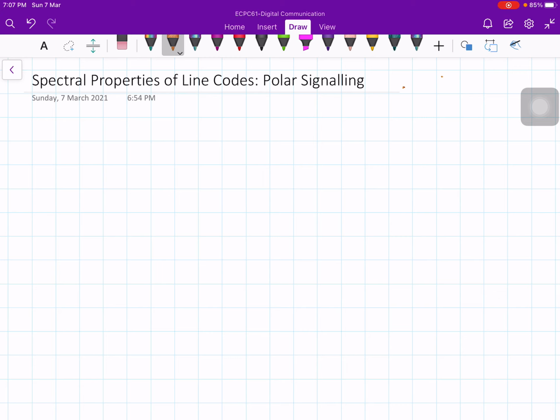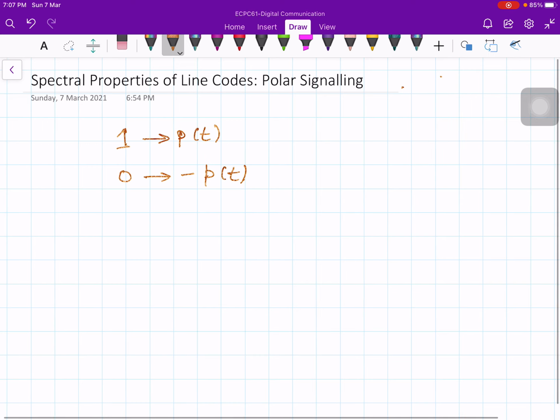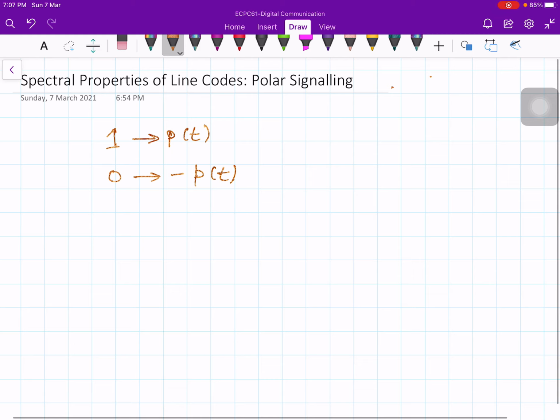In this lecture, let us talk about the spectral properties of polar signaling. As I said, in polar signaling, bit 1 is represented by some pulse, let's say P of t. The P of t can be a rectangular pulse or something like that. And 0 is represented by negative of P of t, like minus P of t. So bit 1 is represented by P of t and bit 0 is represented by minus P of t.